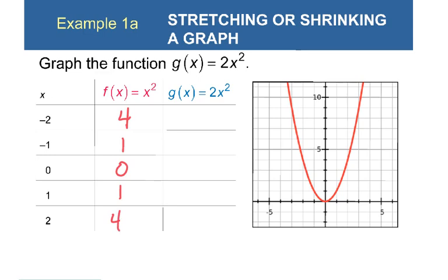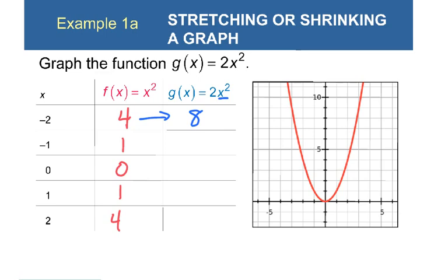Now, for our g of x equals 2x squared, notice the 2 is being multiplied to our x squared. So to get from here to here, we just need to multiply by 2 to get our value of g of x. So we're multiplying 2 to the entire function instead of multiplying 2 just to the x value, like in a horizontal shrink. So this right here is a vertical shrink or stretch.